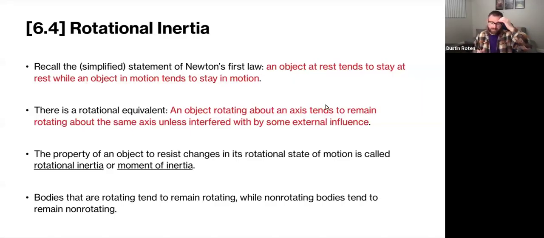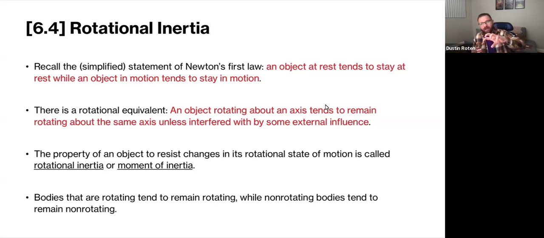So last time we finished up rotational motion, centripetal force, and centrifugal force. Now we're going to move into a few more ideas that we can relate back to linear motion, but instead of just things moving in straight lines, we're going to keep going with the idea of rotation. So you'll recall that the simplified statement of Newton's first law is essentially an object at rest tends to stay at rest, while an object in motion tends to stay in motion. There is a rotational equivalent.